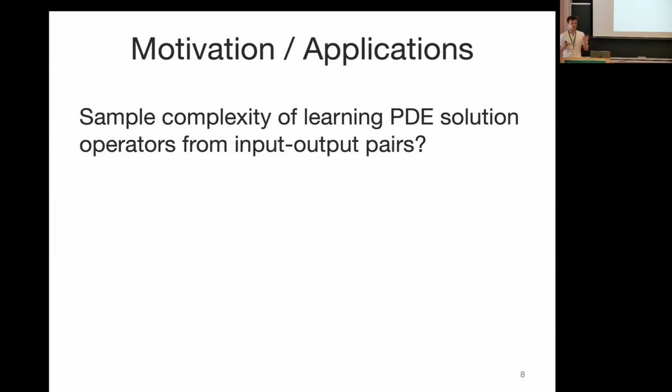And one thing that has made this question very interesting is the recent furore of DeepONet and Fourier neural operators in much more complicated nonlinear settings, where they perform surprisingly well. And so the question is, can we, at least in these very simple settings, understand rigorously how well we can do?